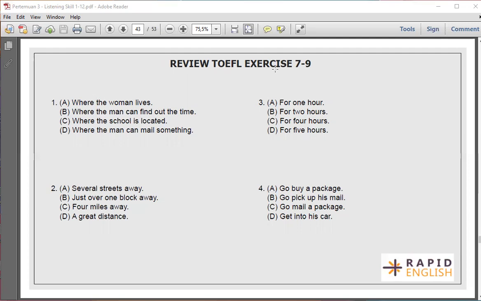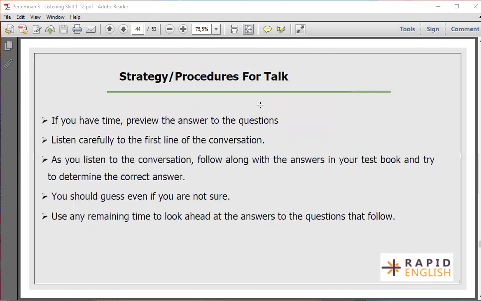Okay, now let's continue to the next skill. This is a strategy for the long talk, or long speech, what we call part B here. If you have time, preview the answers. The concept is almost the same, but the source of the listening is different. If before it was a conversation, now one person will speak, a long talk. You should guess, use and remain to answer, almost the same.